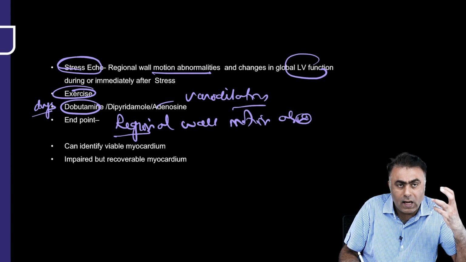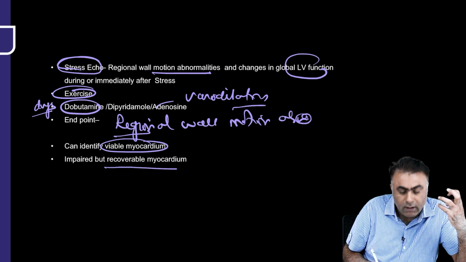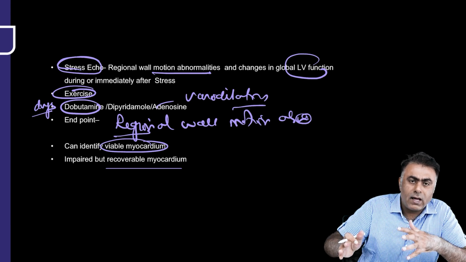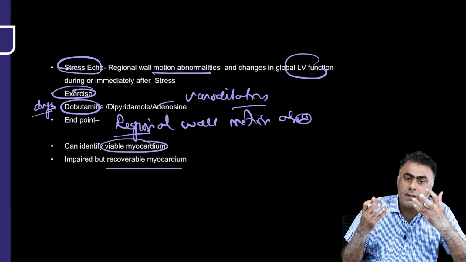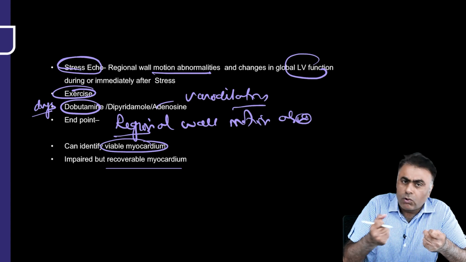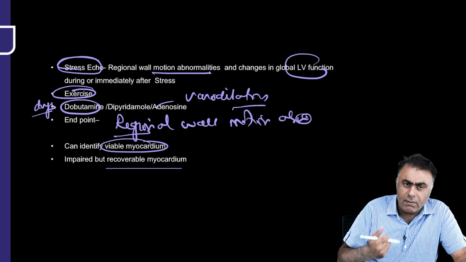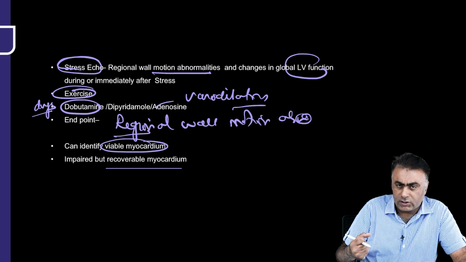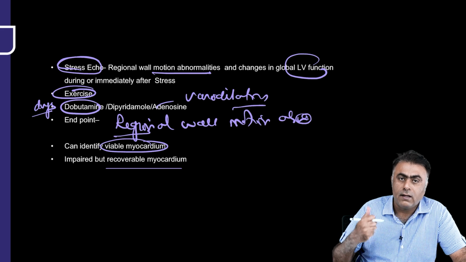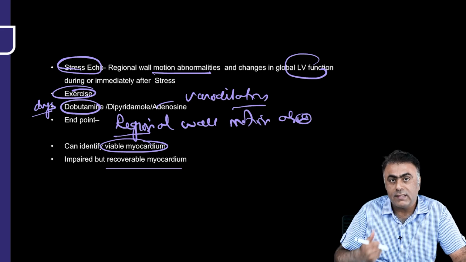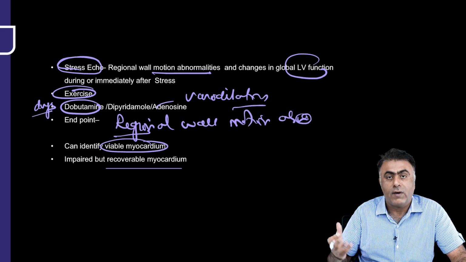Stress echo can also help in detecting viable myocardium, scarred myocardium, and impaired but recoverable myocardium. The impaired but recoverable myocardium has a functional reserve, so it will be recruited into function, while a scarred myocardium will not be recruited at all. That's how it differentiates viable, scarred, and impaired but recoverable myocardium. Patients with impaired but recoverable myocardium are the candidates for revascularization.